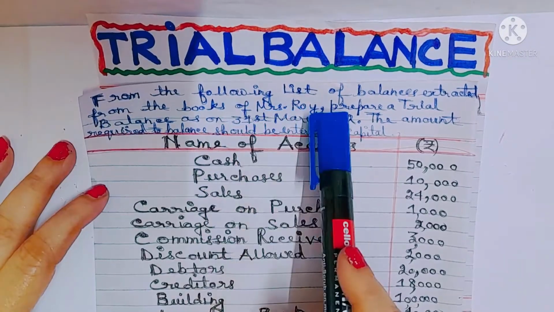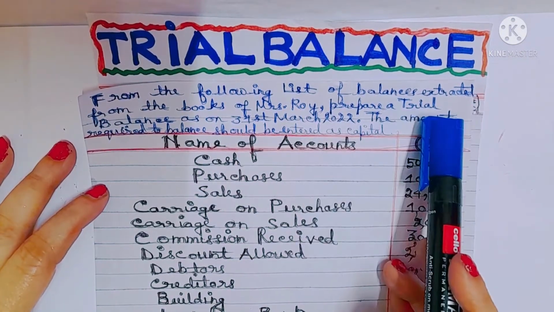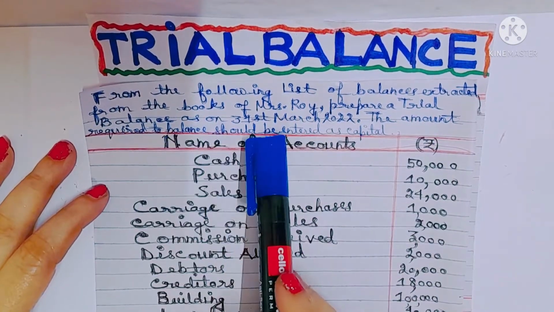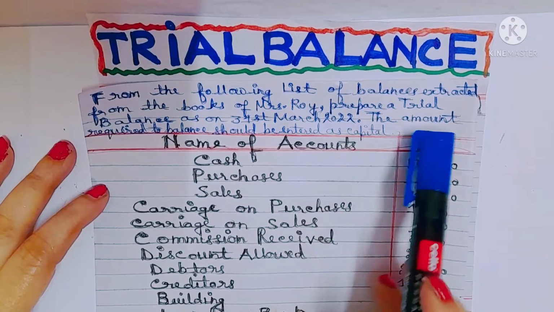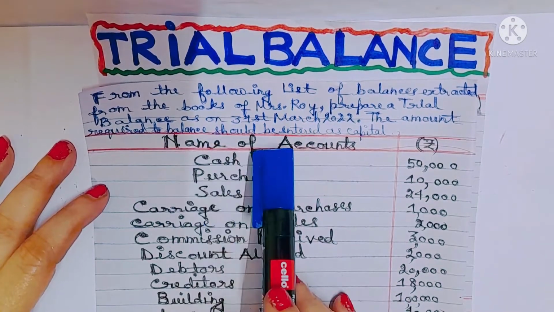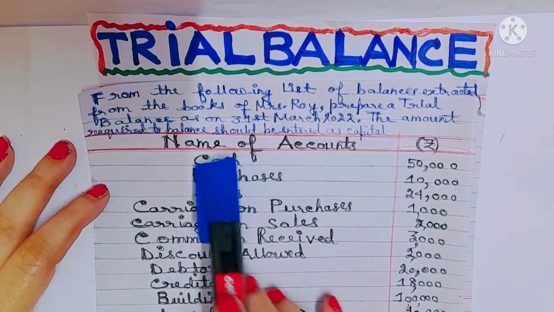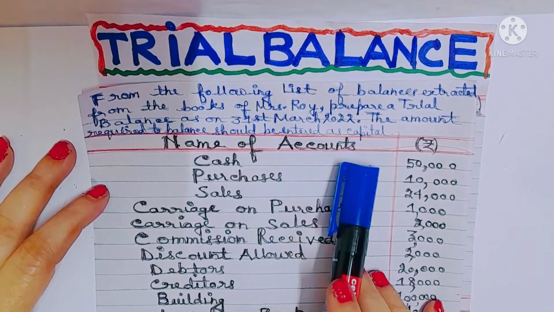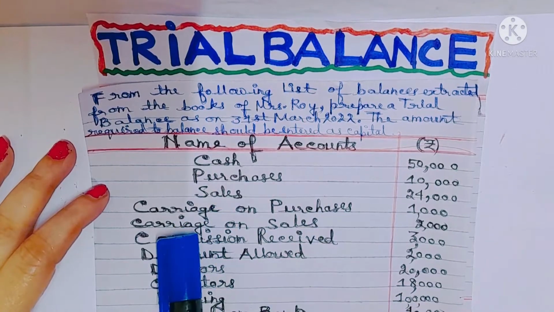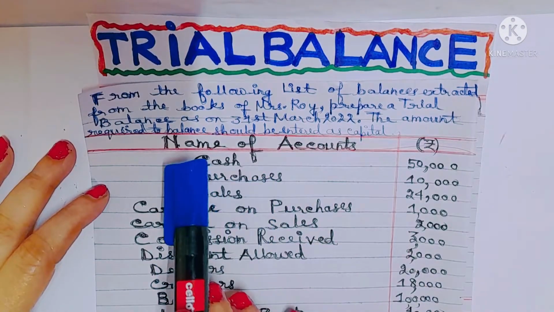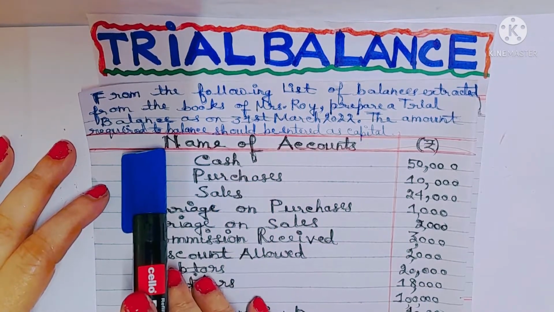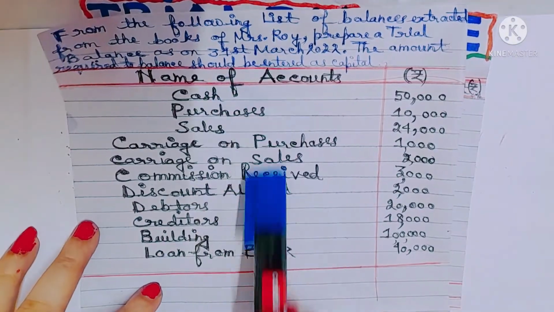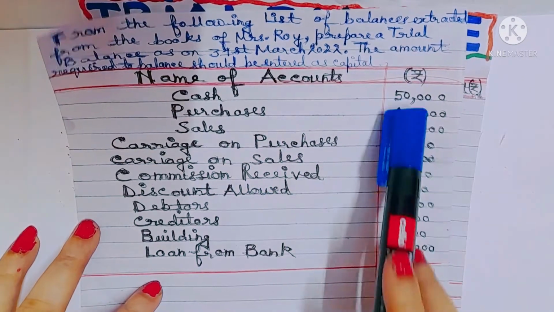From the following list of balances extracted from the books of Mrs. Roy, prepare a trial balance as on 31st March 2022. The amount required to balance should be entered as capital. That means the trial balance won't tally. There will be a balancing figure in the credit column and the balancing figure will be treated as capital. Okay. So here the names of accounts are given and here the amounts are given.